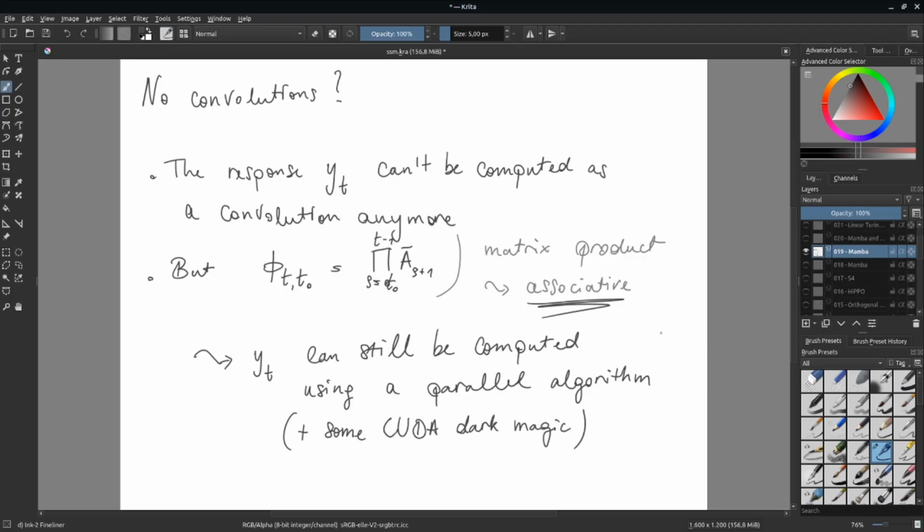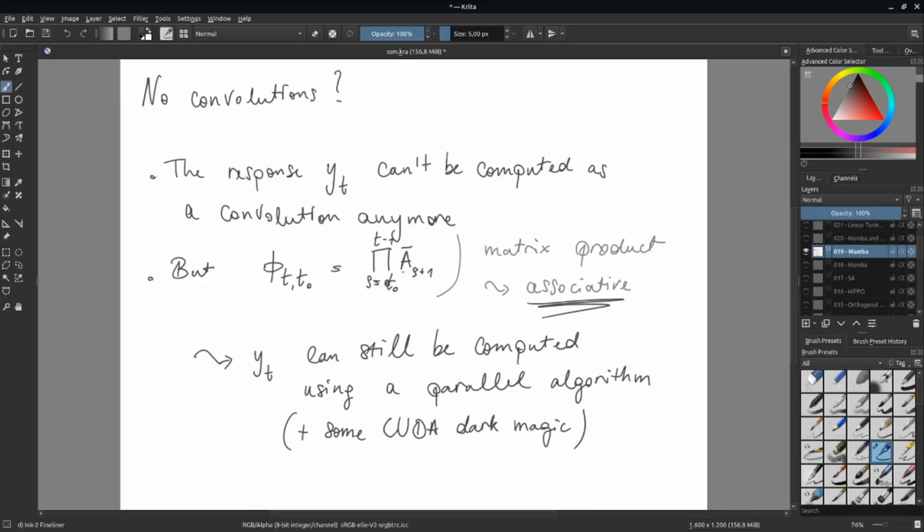So of course that's not the whole story. Because now it's time varying, you cannot use convolutions as you had before. But remember, this phi matrix that we saw at the beginning is simply a product of matrices. And because matrix product is associative, the nice thing is that you can split it in any order, and that's really nice if you're trying to do it in parallel, because I could split this product into different parts and compute it easily in parallel.